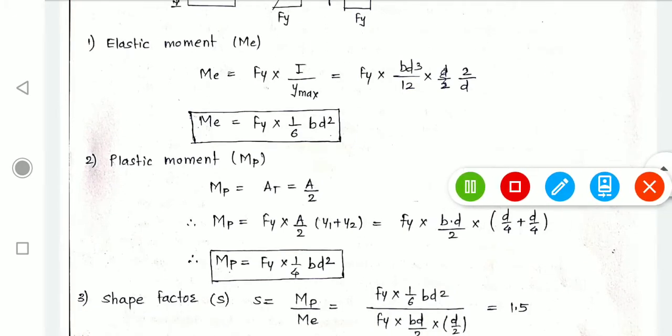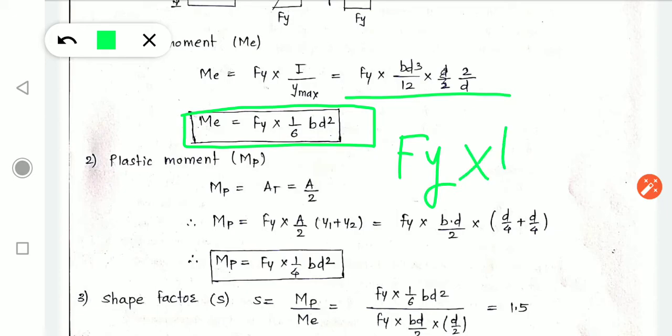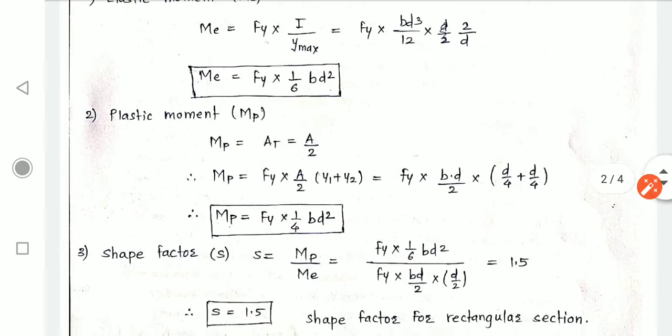Now once you simplify it further, it will give us the moment in the elastic stage equals Fy into 1 by 6 BD square. Simplify it in your notebook, you will get the same answer. Now next is the plastic moment. What is plastic moment? Plastic moment is MP.